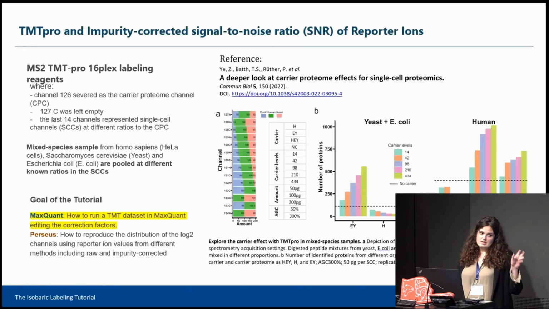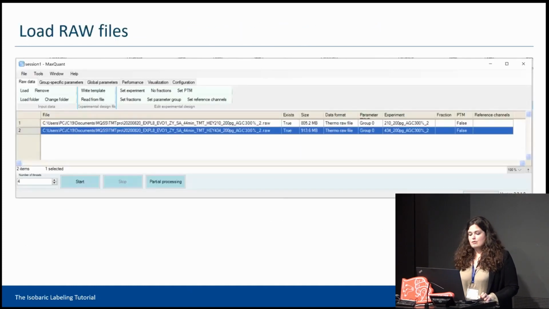And with this one, there is the PRIDE code repository, and there you will find all the raw data. So we load our raw data. We define a specific set of experiments, as you can see here.